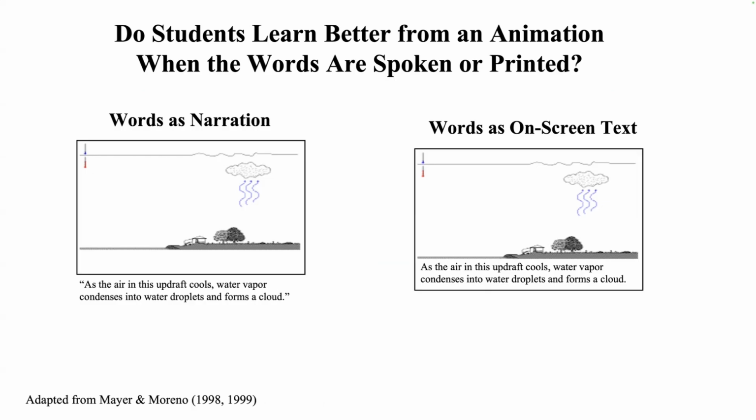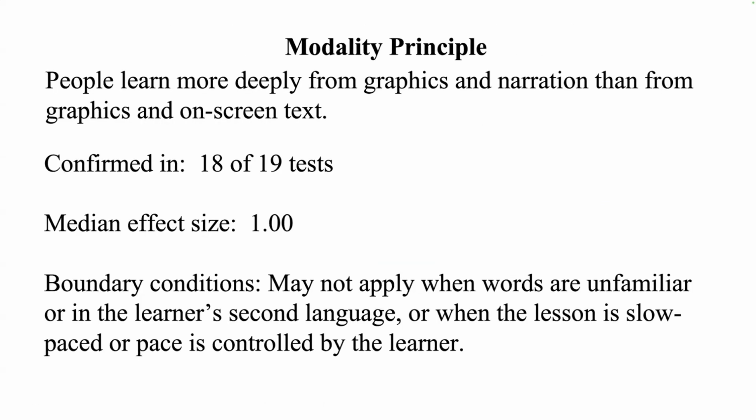That's because when the words are on the screen, that creates split attention. Our eyes cannot be looking at the animation if they're reading the caption. They can't be reading the caption if they're looking at the animation. So in 18 out of 19 tests that we conducted, we get a median effect size of 1, where people learn better from graphics and narration than graphics and on-screen text.